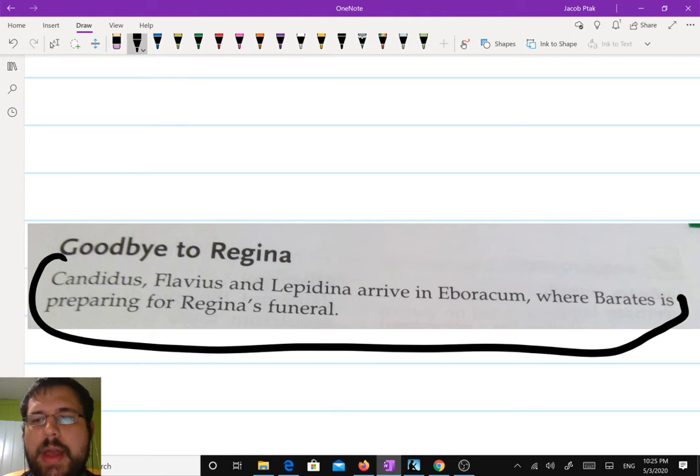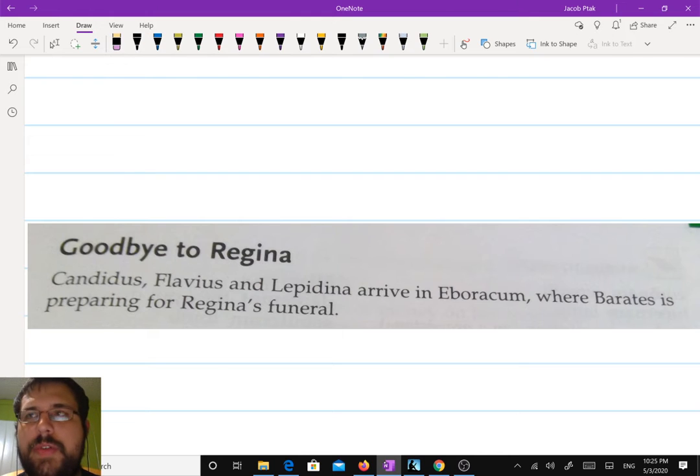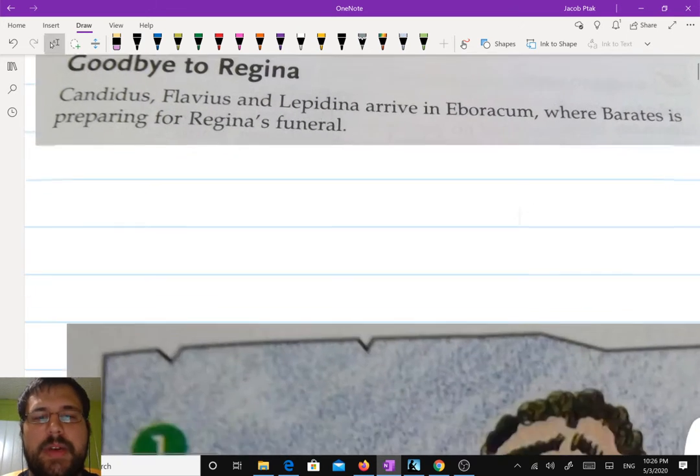So, Candidus, Flavius, and Lepidina arrive in Iboracum, where Barates is preparing for Regina's funeral. In this video today, I'm going to read you the Latin first. Then I'm going to break the Latin down and explain some things about it. And then I'll give you the English meaning. And then after this is done, of course, go to the Google form and answer any questions I ask about this story. Let's go ahead and get started.